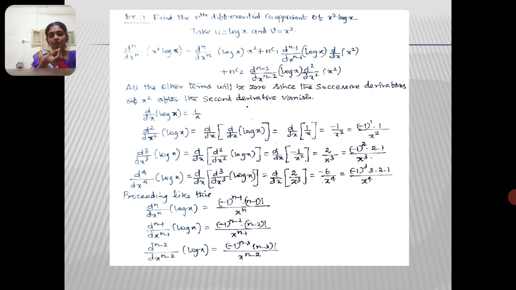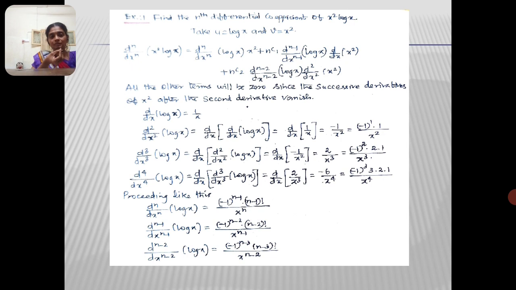First one, find the nth differential coefficient of x square log x. Here we take u as log x and v as x square. Then only we apply Leibniz formula. So d power n of x square log x, this is same as d power n of uv. So d power n of x square log x equal to d power n of log x into x square plus nc1 d power n minus 1 of log x into d of x square plus nc2 d power n minus 2 of log x into d square of x square plus etc.